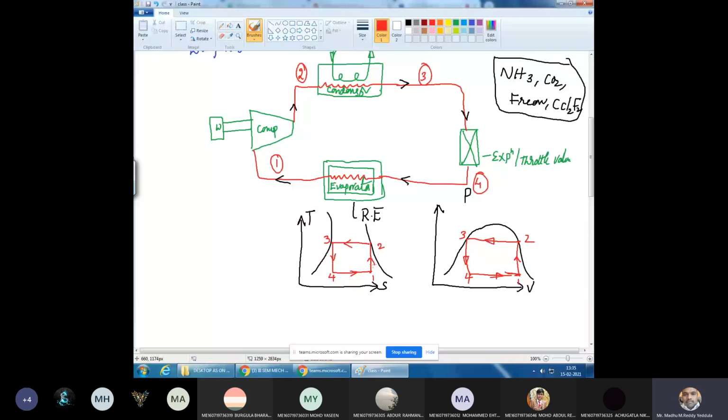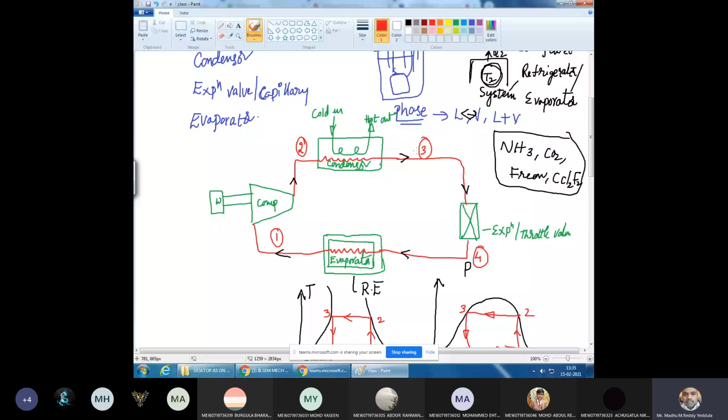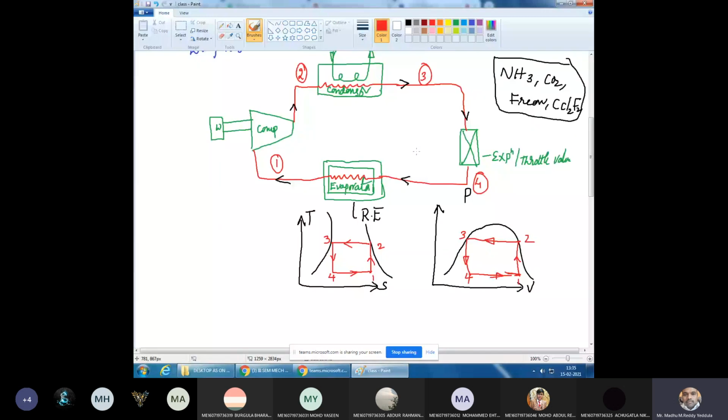Now let me explain the working. 1 to 2 is the isentropic compression process, and 2 to 3 is a constant pressure heat rejection process, occurring inside the condenser. The isentropic compression occurs inside the compressor, and this is the expansion process, maintaining enthalpy constant. And this is the constant pressure heat rejection process.